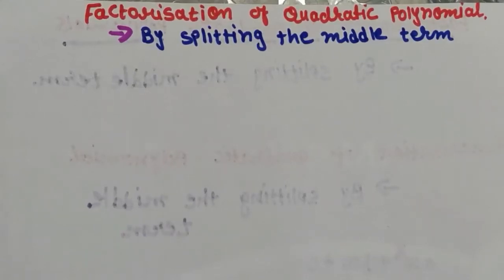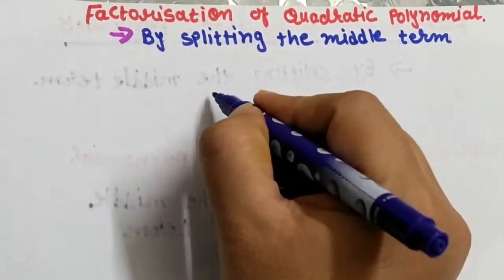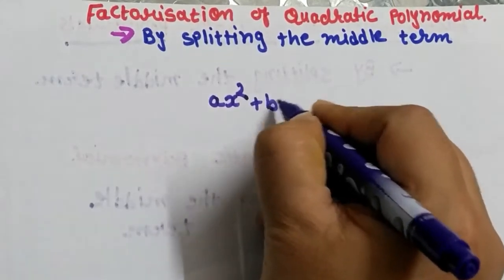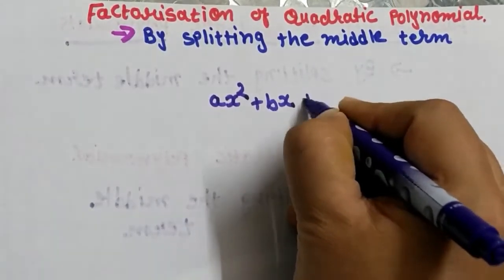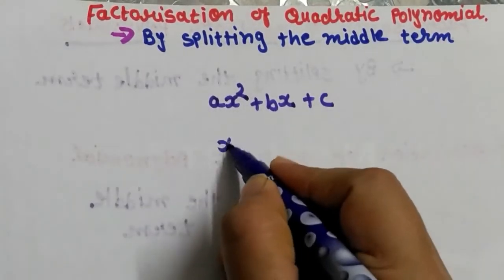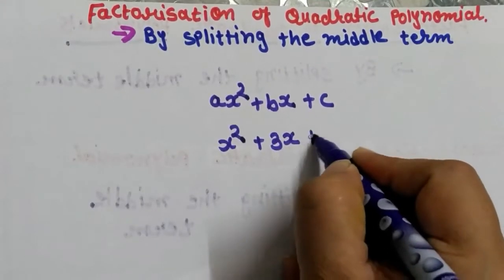Hello everyone, today's topic is factorization of quadratic polynomial. Today we are going to learn how to factorize quadratic polynomial by splitting the middle term. Quadratic polynomial is in the form of ax square plus bx plus c. This is something like x square plus 3x plus 2.